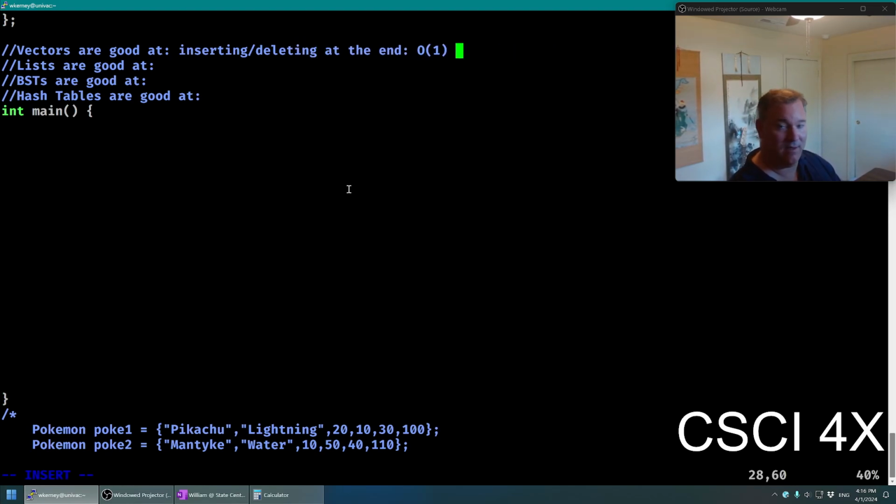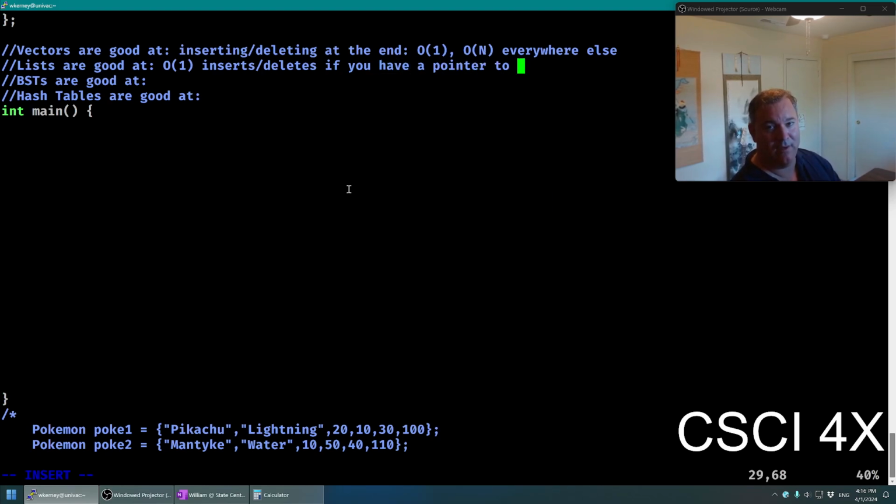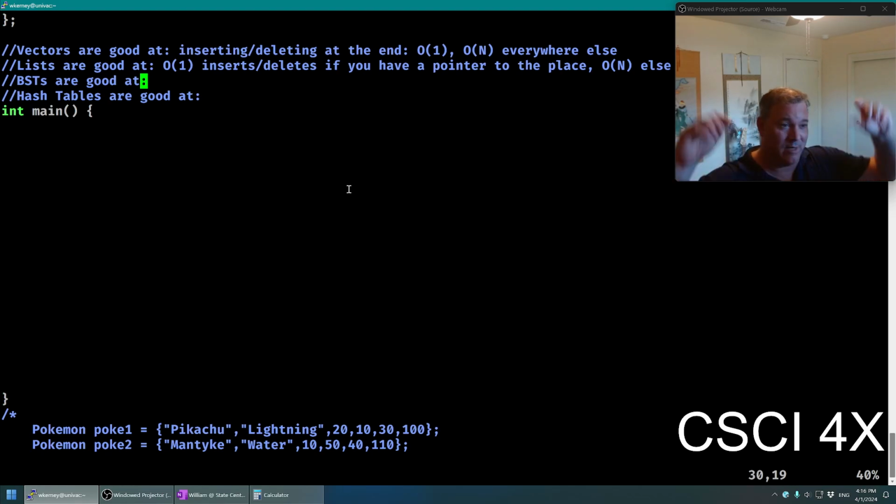And they're basically order n everywhere else. Lists are good at order one inserts and deletes if you have a pointer to the place. So if you have a head pointer and a tail pointer, inserting at the head, which we call push front, inserting at the tail, which we call push back, is order one. It's really easy. You got a pointer there? Oh, new thing, hook up the pointers, done.